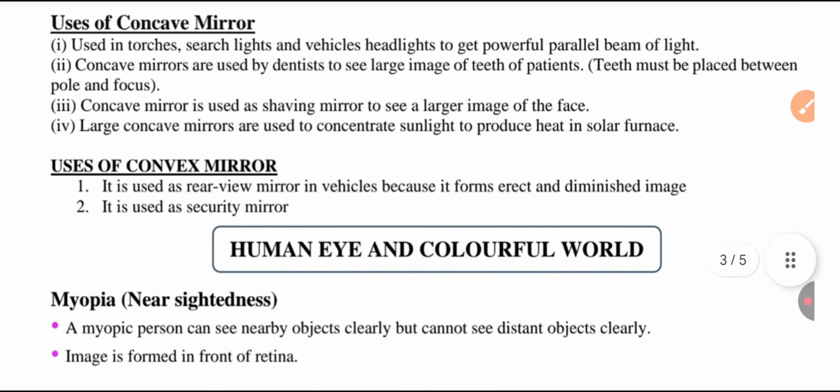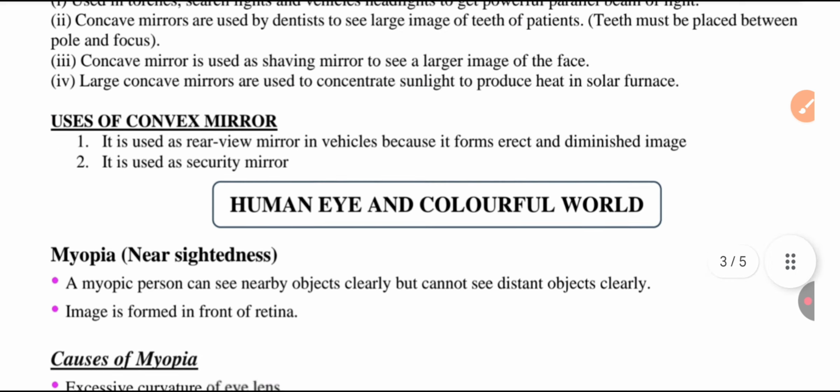Uses of concave mirror: used in torches, searchlights and vehicle headlights to get a powerful parallel beam of light. Concave mirrors are used by dentists to see a large image of teeth. Teeth must be placed between pole and focus. A concave mirror is used as a shaving mirror to see a larger image of the face. Large concave mirrors are used to concentrate sunlight to produce heat in solar furnaces.